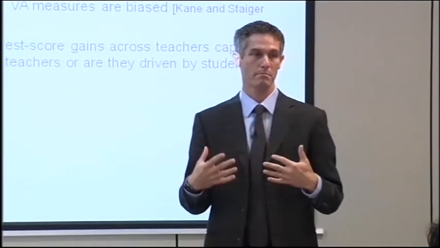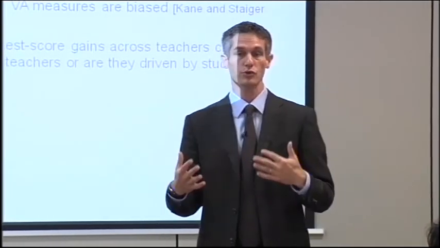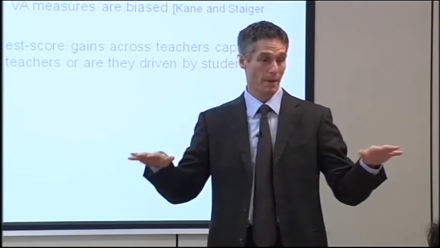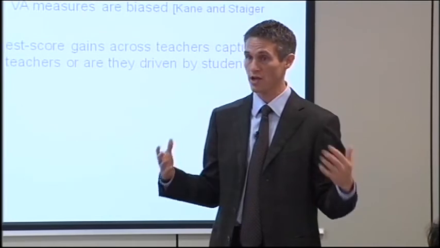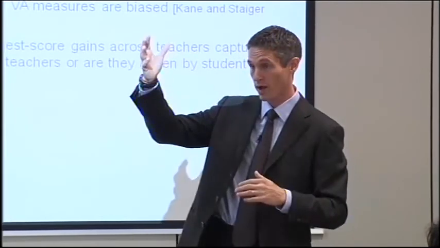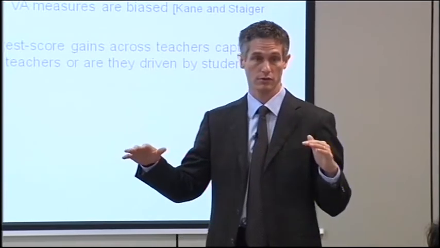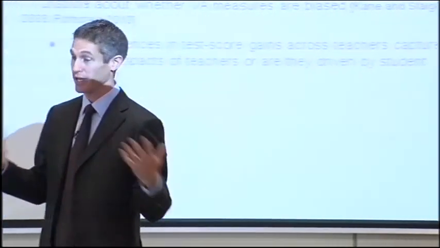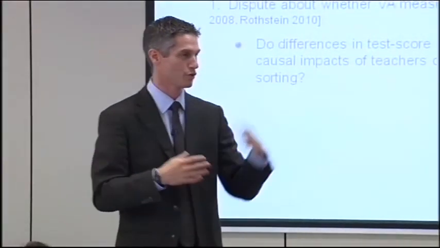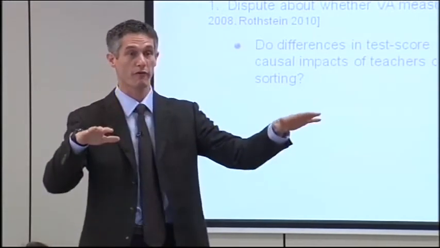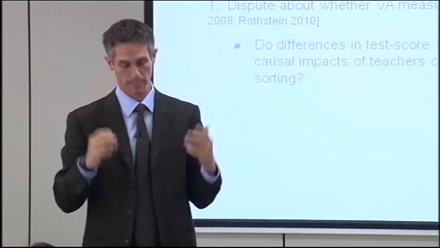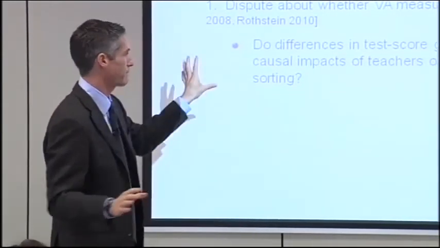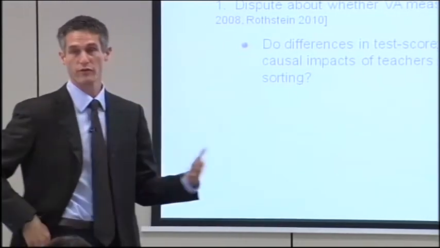So what value-added methods try to do is try to use statistical analysis to level the playing field, right? To make it equally possible that no matter which kind of students you're assigned, you have an equal chance of performing well or performing poorly on this measure of performance. Okay? It's almost like, if anyone plays golf, it's like a handicap in golf, where I might be playing against you, you're much better than me, and we sort of make the game more fair by handicapping the better player. Okay? The same idea. So do test score gains across teachers capture the causal impacts of teachers, or are they driven by student sorting?